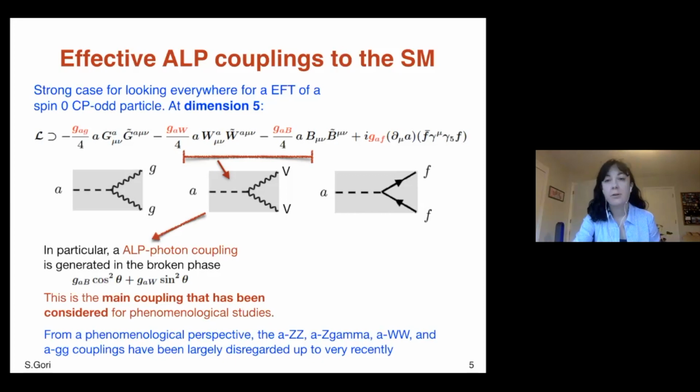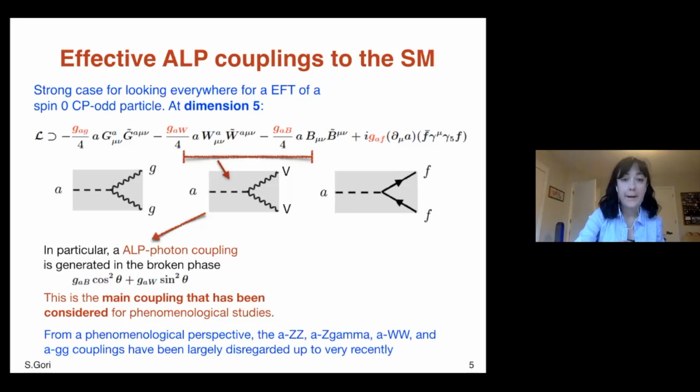So in the literature, you can see plenty of pheno studies of how to probe this coupling of the ALP with photons. A little bit less attention has been received by other couplings of the ALP, as for example, the coupling of the ALP with WW, with ZZ, Z gamma, with gluons, as well as fermions. And we should try really our best to phenomenologically probe also these couplings.